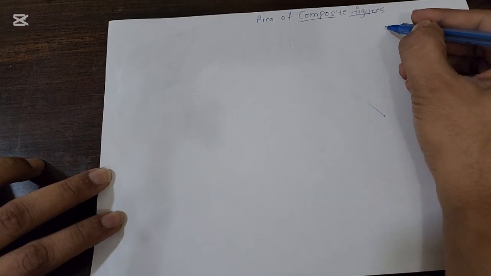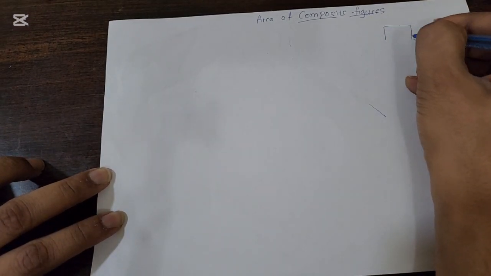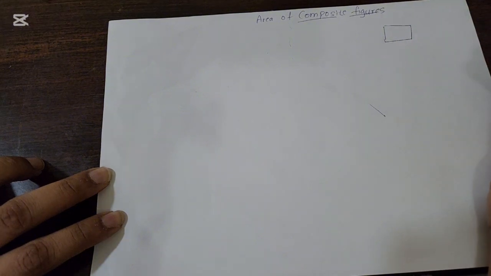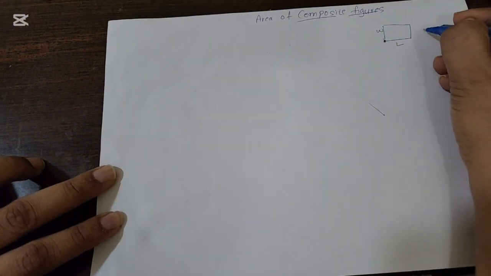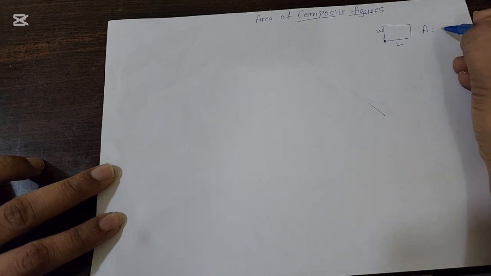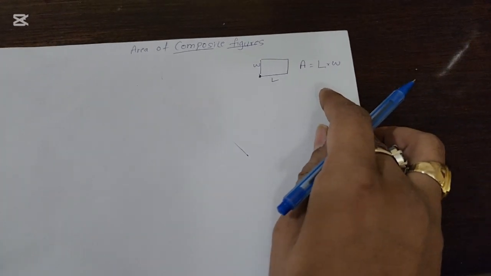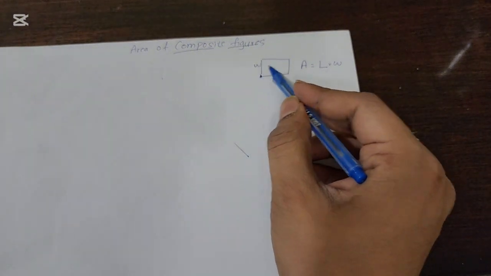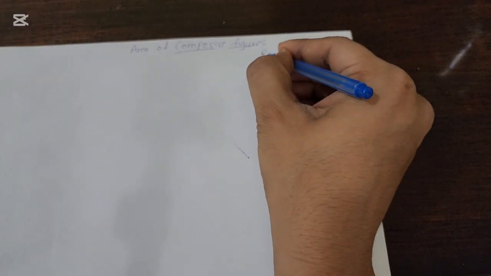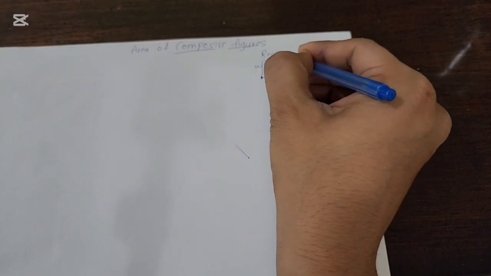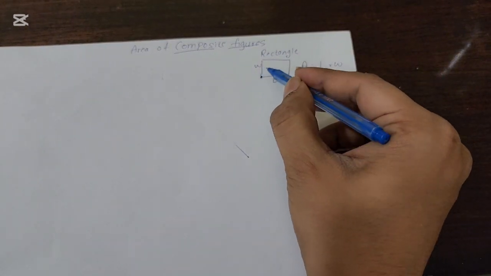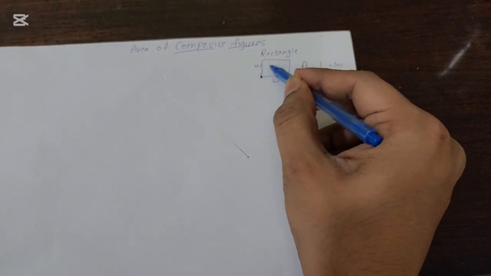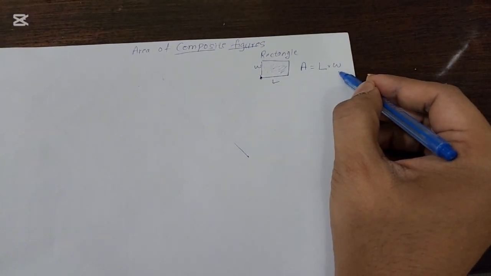So if you have a simple rectangle, okay, rectangle has 2 things, the length and the width. If you want to find its area, the formula is very simple. Just multiply the length with the width. Okay, if you have a rectangle, simply multiply the length and the width and you will get the area. So you just have to do length multiply width.